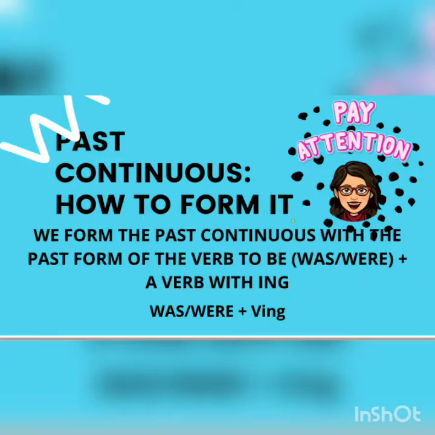Let's talk about the form, how to form the past continuous. We form the past continuous with the past form of the verb to be, was, were, plus a verb with ing, right? Vamos a necesitar para formar el pasado continuo, ¿sí? Al igual que con el presente continuo, vamos a necesitar el verbo to be y un verbo con ing. Pero como estamos hablando en pasado, la forma del verbo to be va a estar en pasado, es decir, was o were. Y el verbo con ing respetando las reglas que conocemos para esta conjugación.